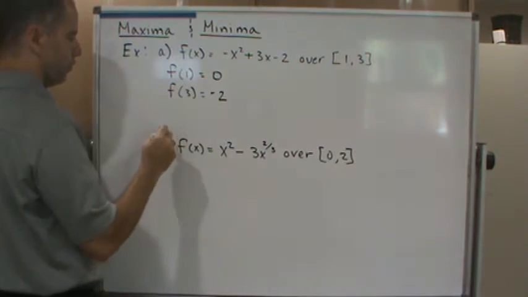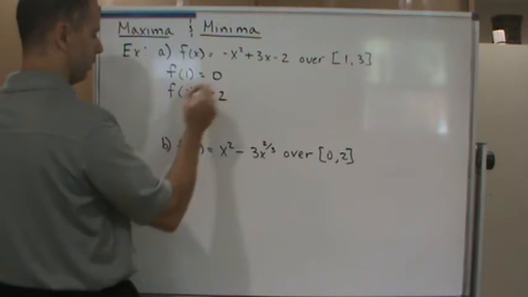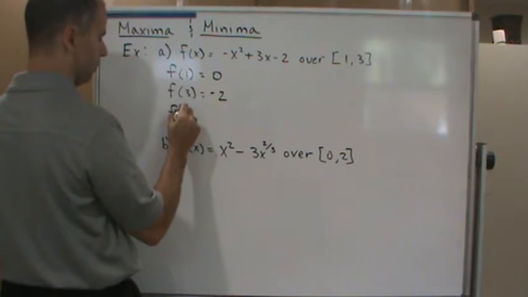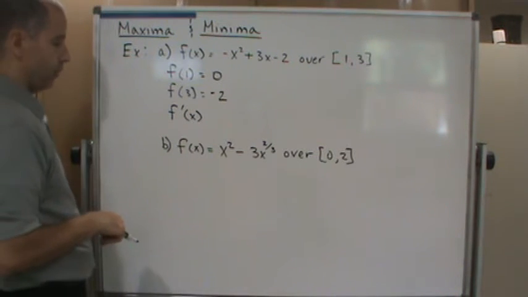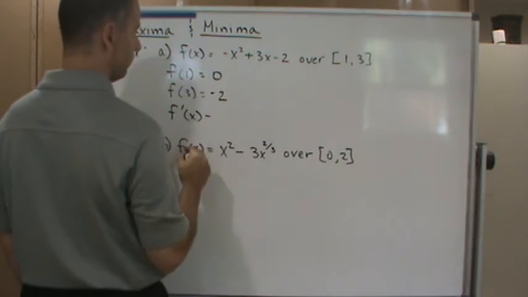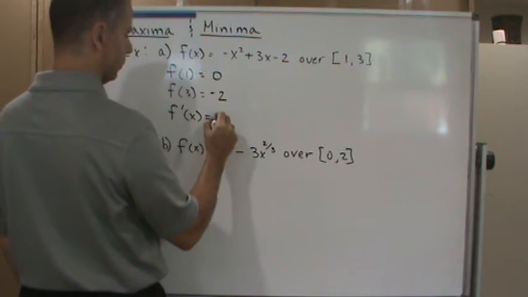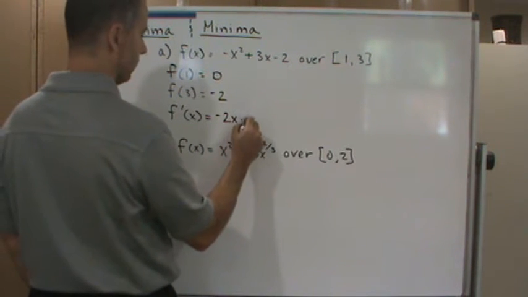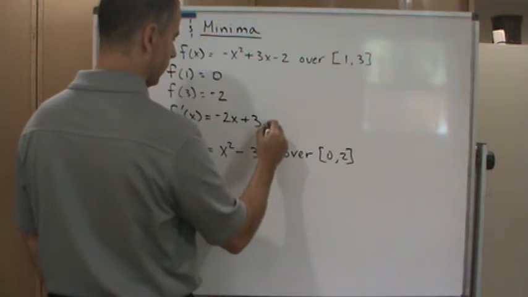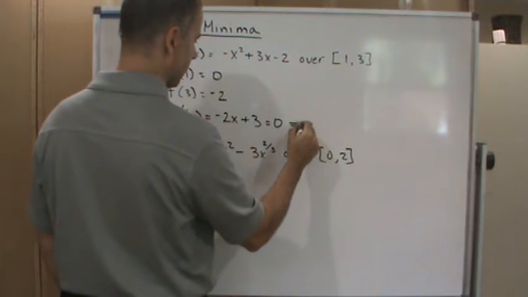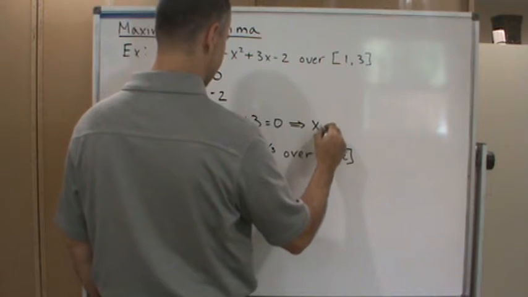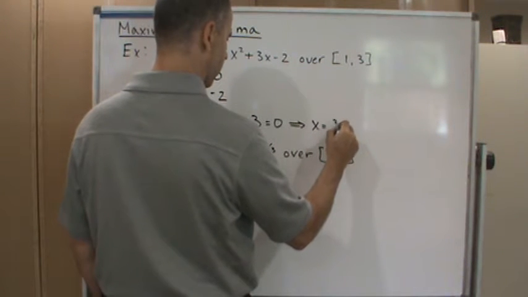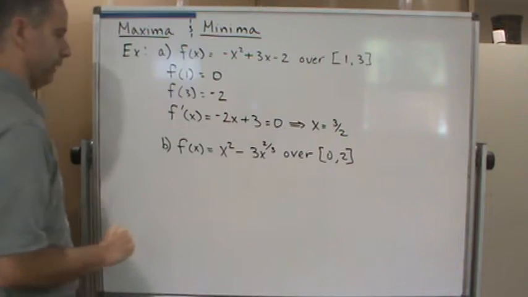And then what we're going to do is find the critical values, right? So that's step 2. So we need to find the derivative function. The derivative of f of x is equal to negative 2x plus 3. And we're going to set that equal to 0, and that tells us what? That x equals 3/2 is a critical point.